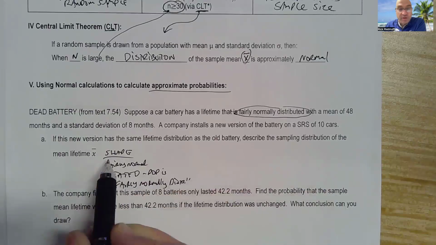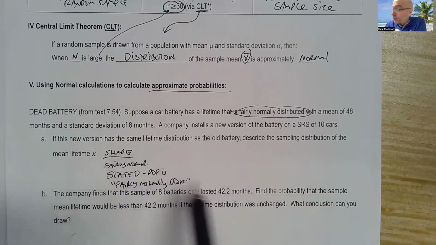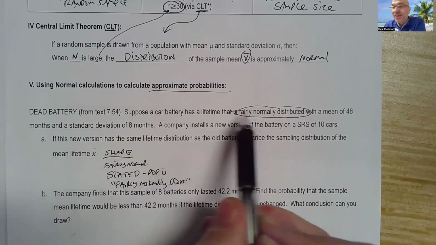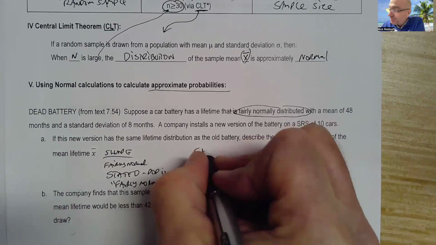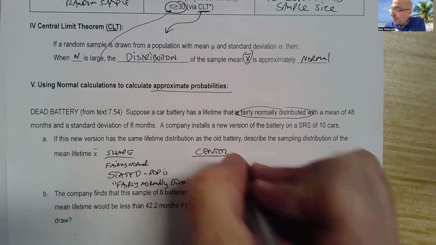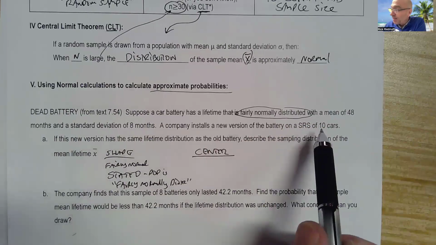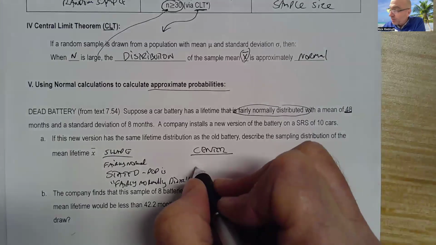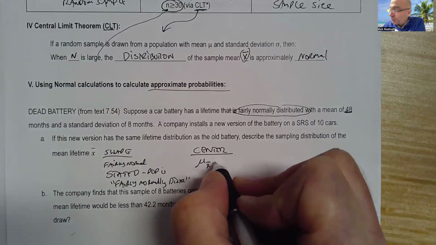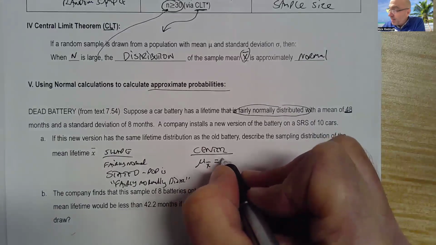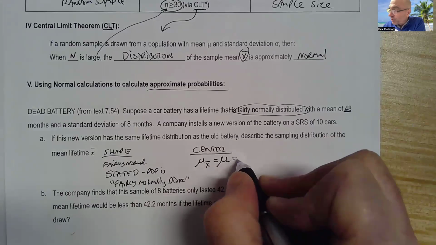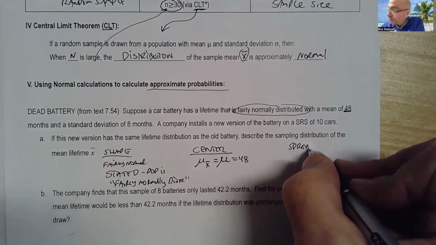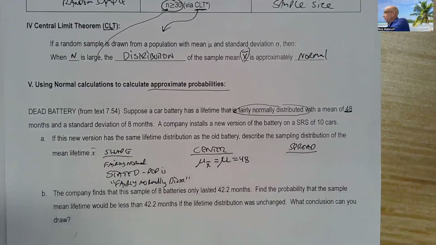Cool. There we go. So the shape of the sampling distribution should be even more normally distributed than fairly normally distributed, right? The center should be the same as the current mean, which is 48. So the mean of my sampling distribution should equal the mean of the population, which should equal 48. And then my spread, again, I should be showing you this.